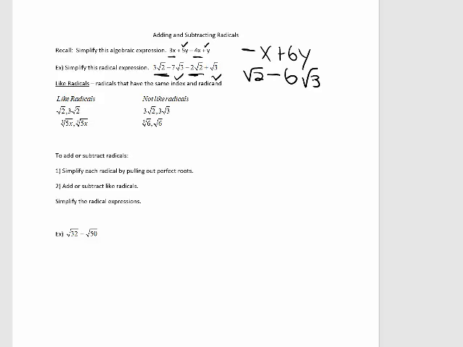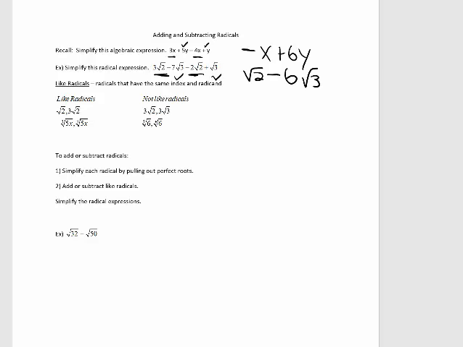Like radicals are radicals that have the same index and radicand. I've given examples of like radicals and not like radicals below. Notice with the not like radicals, the second example, it is the cube root of 6 and the square root of 6. So I have the same number under the radical, but my indices, one which is 3 and one which is 2, are not the same. That is why they are not like radicals.